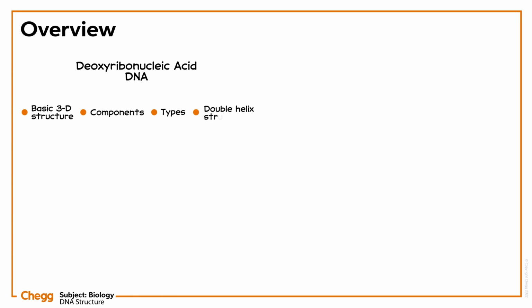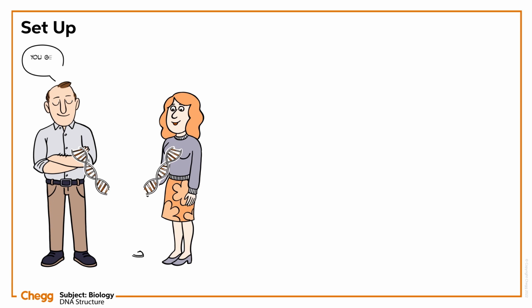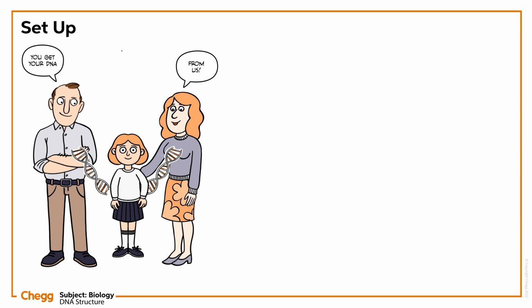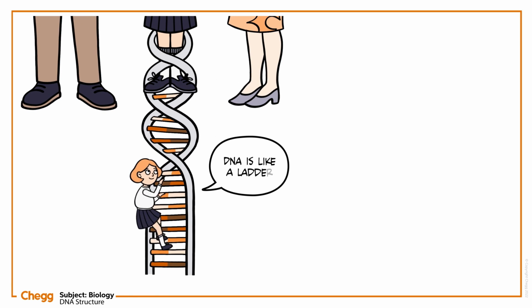Today we're going to discuss deoxyribonucleic acid, i.e. DNA structure. We will also talk about the basic 3D structure of DNA, its components, types, and the double helix structure of DNA. We all know that we get our hereditary material, i.e. DNA, from our parents. Have you ever wondered what it looks like?